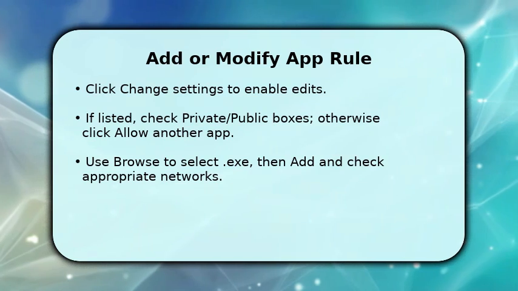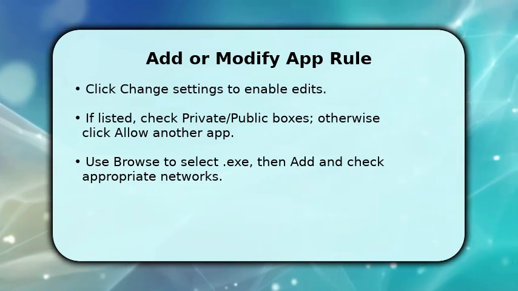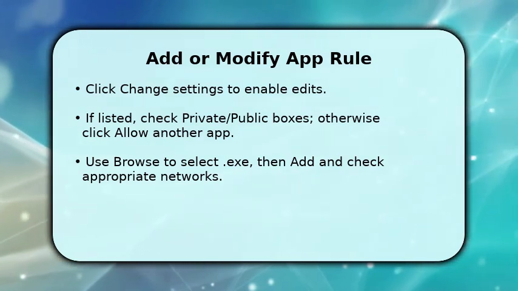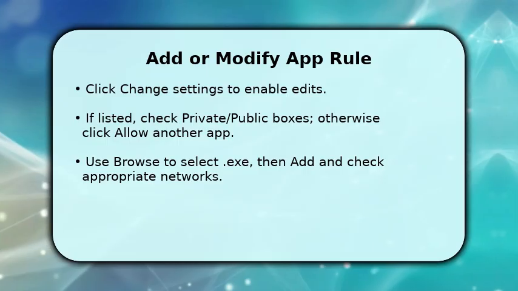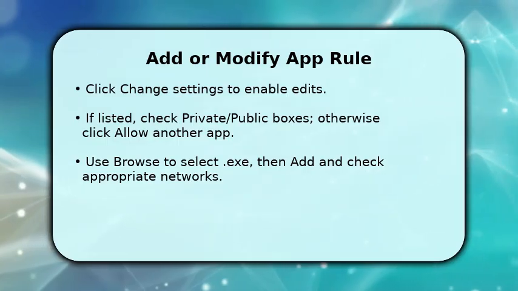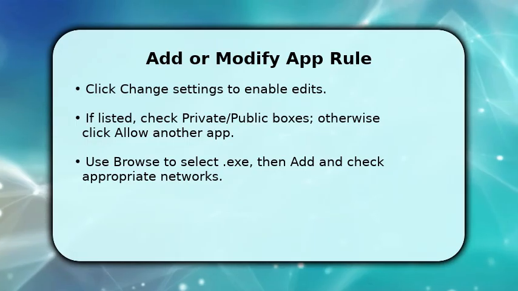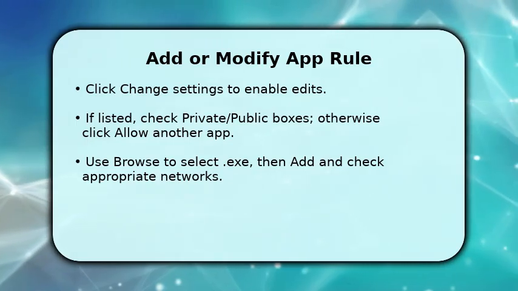After selecting Allow an app, click Change Settings so the controls become editable. This is required before you can alter any checkboxes. If your application already appears, simply tick the private or public boxes depending on the networks you trust.